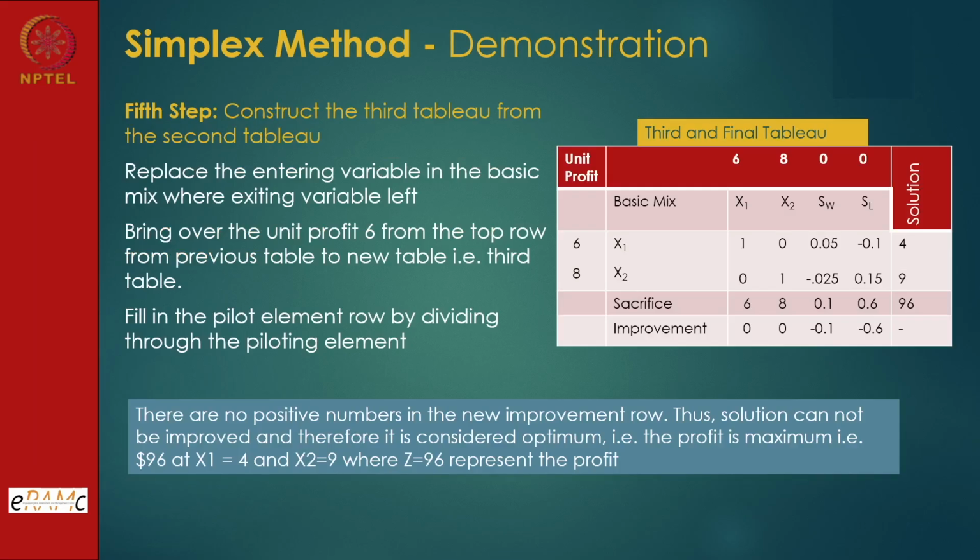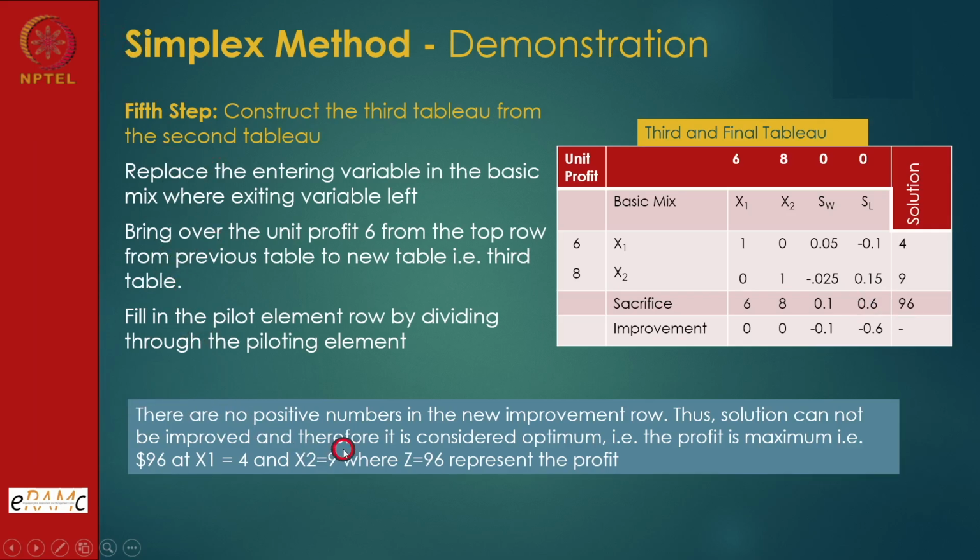What is the optimum point? The solution point is x1 = 4, x2 = 9, that is 4 tables and 9 chairs, and then you have 96 as the profit. I have not repeated this step because we have done it earlier in the procedure, and once you do it, you will get it.